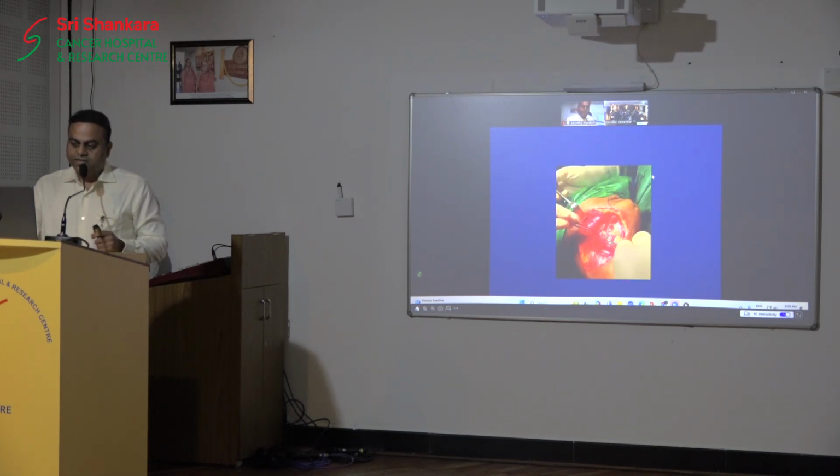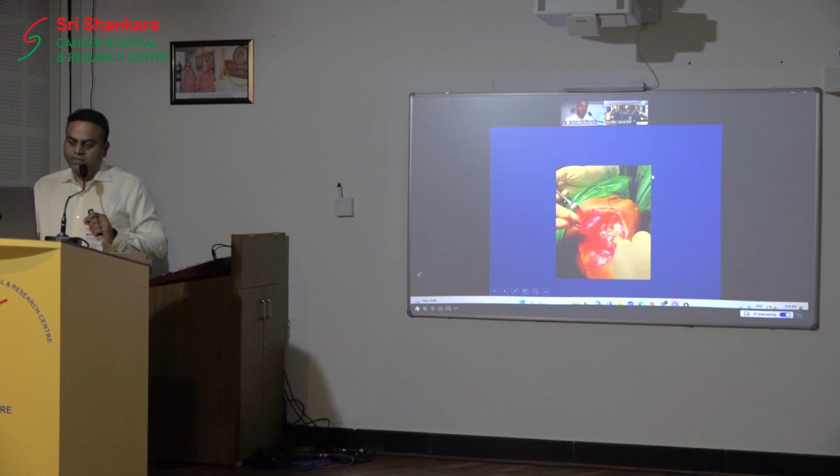Now you can see this in the picture. We have raised the subplatysmal flap. We kept the flaps properly by raising the subplatysmal flap. No thick flap has been raised, and we have incised the investing layer of the deep cervical fascia, and we can see this marginal mandibular nerve.